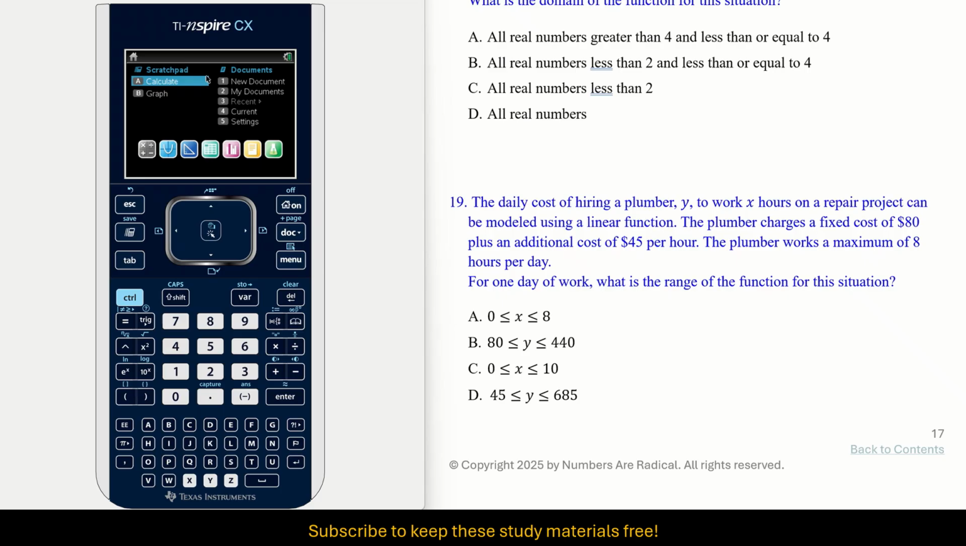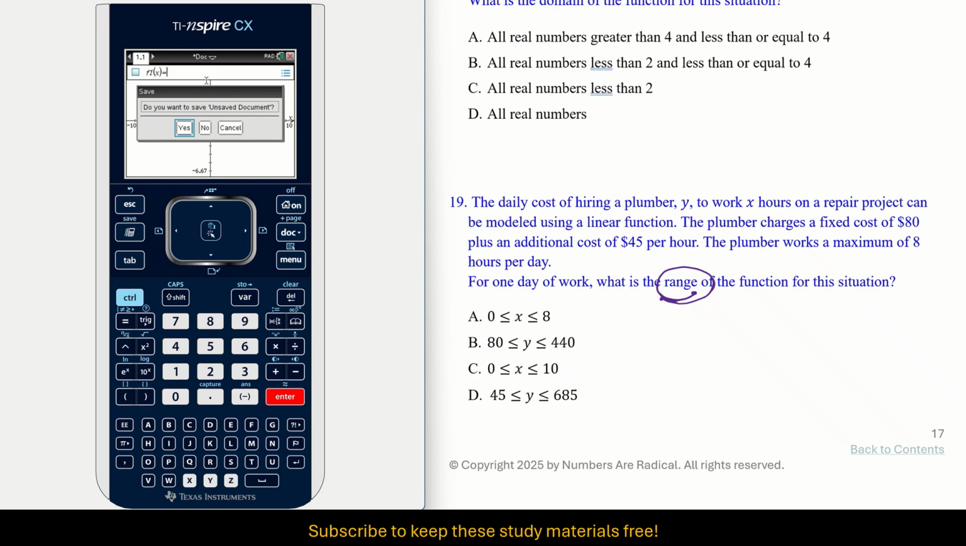Okay, for the Nspire, to answer number 19 and get our range, we need to go to a new document, enter. No, we don't want to save the old one, so say no. Well, not unless you have something important in your calculator. You can say yes. I don't want to, so I'm going to say no. But I need a graph. I need number 2. So I'm going to go ahead and enter 2, and then it sets it up.